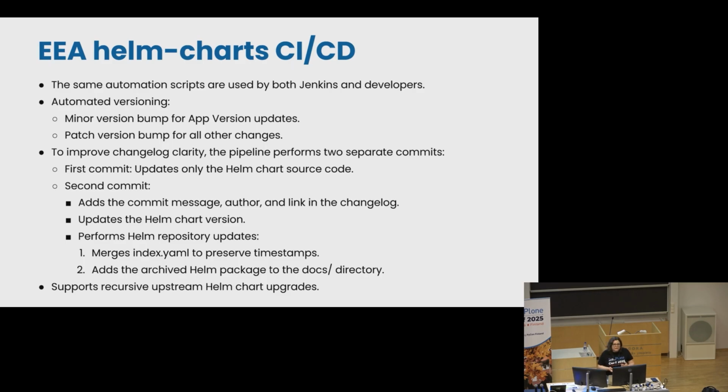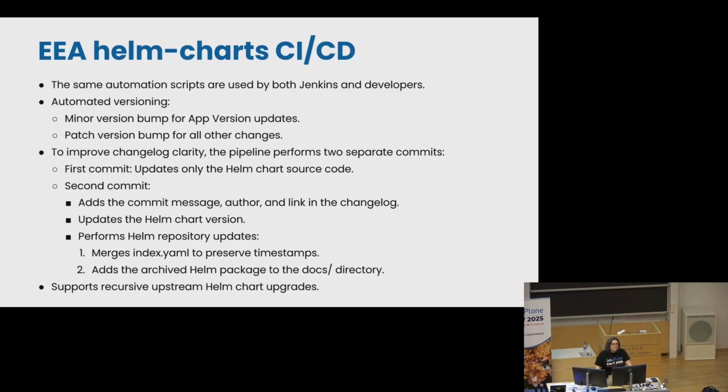And the second one does everything else. Basically, the README modification with the first commit, with the changelog message, with the author and the date. The versioning increase, the index YAML, like the release of the actual Helm repository. And this script also supports recursive upstream Helm chart upgrades.